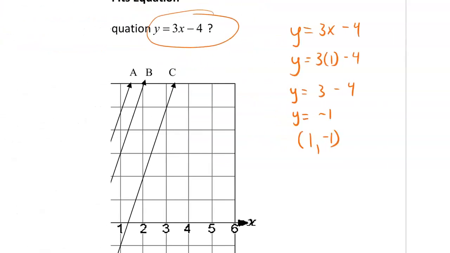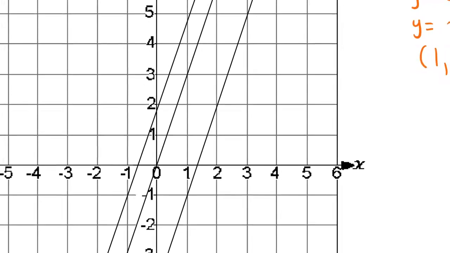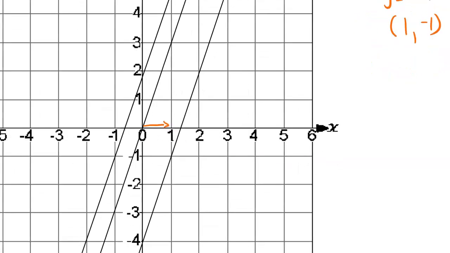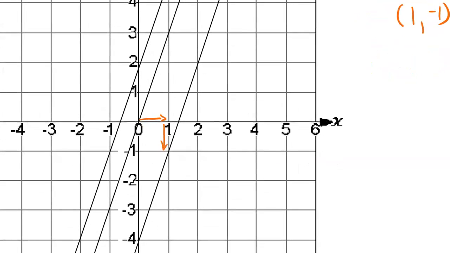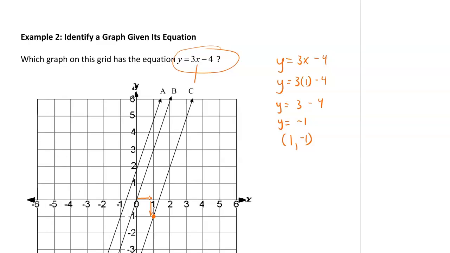So I want to find the line that's going to match up with this point that I can plot here. So move from your origin over to 1, move down to negative 1, and this is your point here. So we know that this equation matches up with line C.